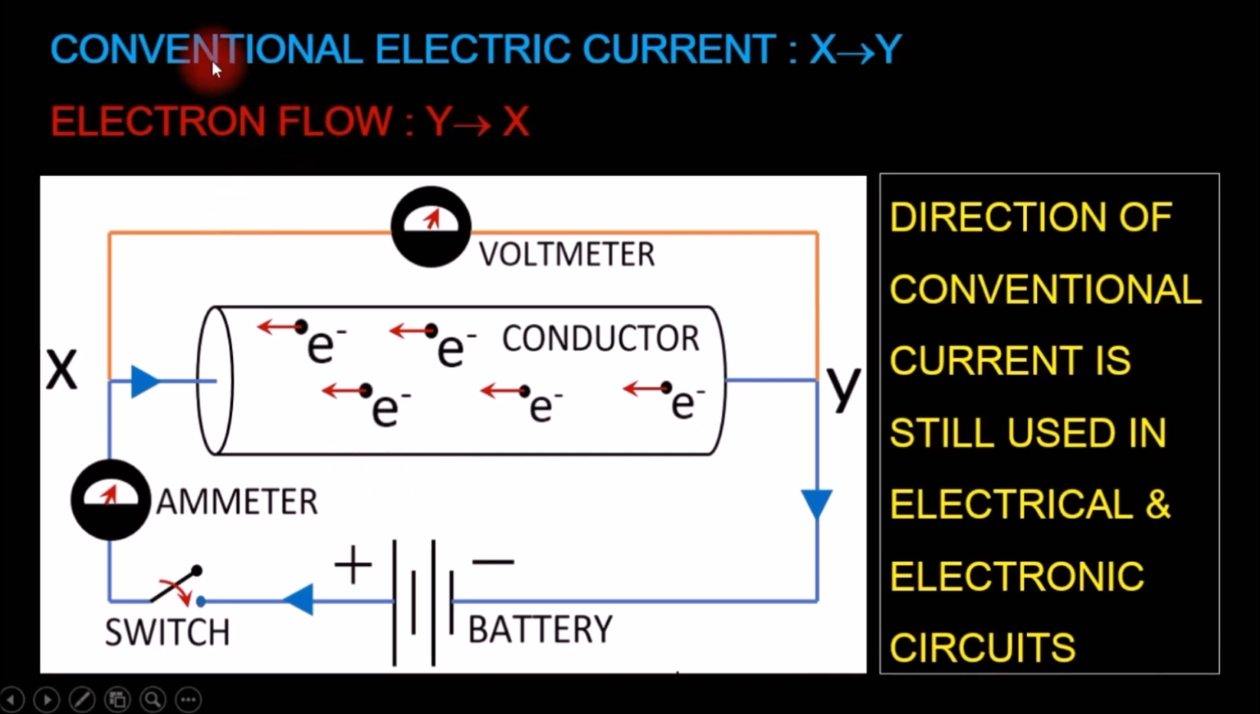In this circuit, conventional electric current is represented by arrows going from X to Y. Conventional current will flow from positive terminal of the battery through the conductor, and finally that current will come towards the negative electrode of the battery. But for electron current, electrons will be moving from Y to X.